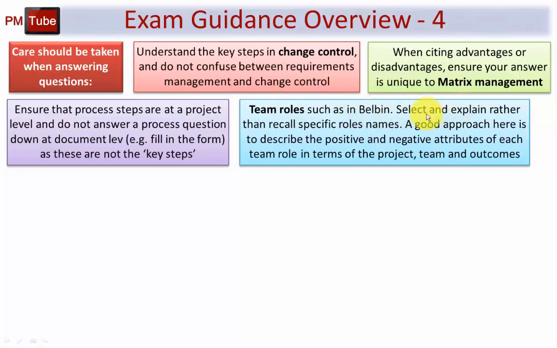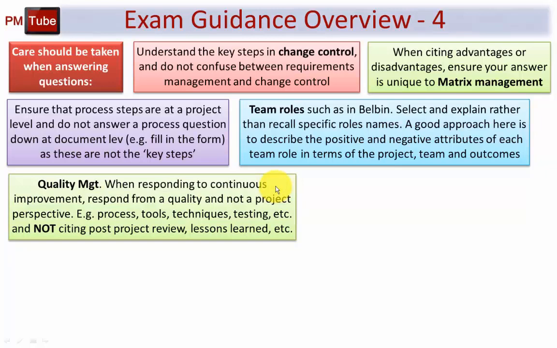When it comes to team roles, again, this particular topic would include the Belbin approach. Select and explain rather than recall specific role names. When you study this particular aspect, you'll notice there are particular names that Dr. Meredith Belbin has given for particular team roles. If you don't remember those, it's not a big deal as long as you come up with a sensible description that shows that you understand that particular role. A good approach here is to describe the positive and negative attributes of each team role in terms of project, team and outcomes. Rather than simply memorizing team roles, just write briefly what each role's positive attribute is and a sentence on what their negative attributes are.